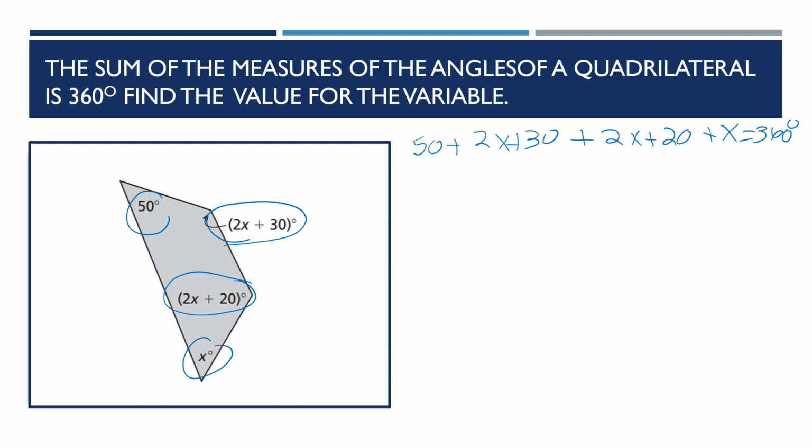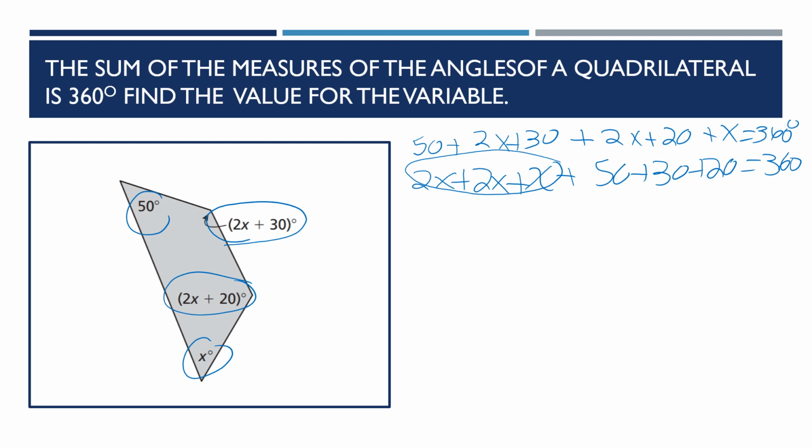And then I'm going to reorder this so my variables are together and my numbers are together. So I've got 2x plus 2x plus x plus 50 plus 30 plus 20 equals 360. So now I'm going to combine all my like terms. So these are going to go together, and 2x plus x, remember there's a 1 in front of there, is 5x. And then 50 plus 30 is 80, plus 20 is 100.